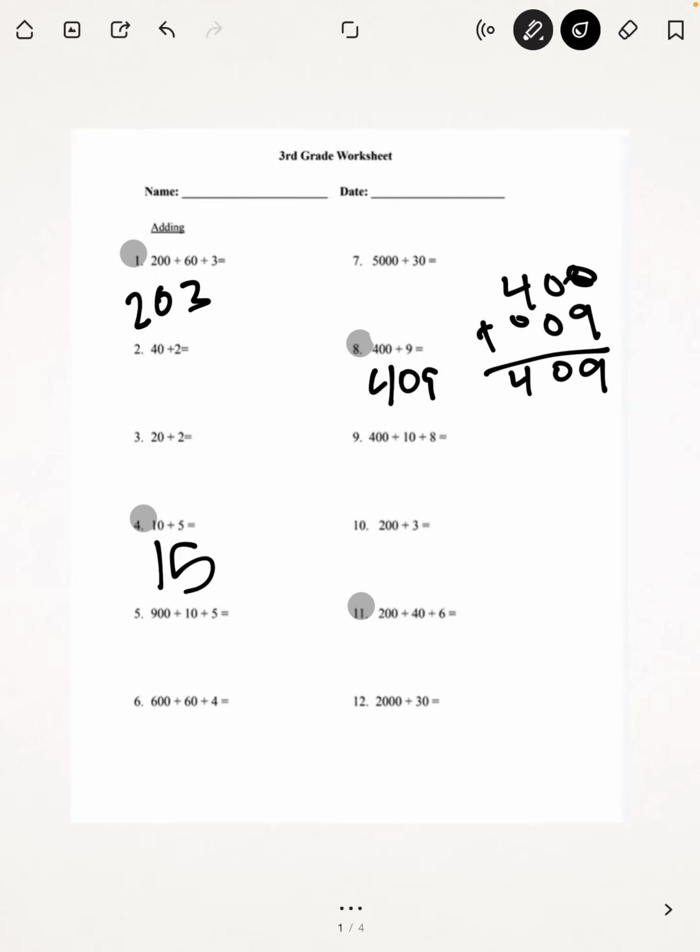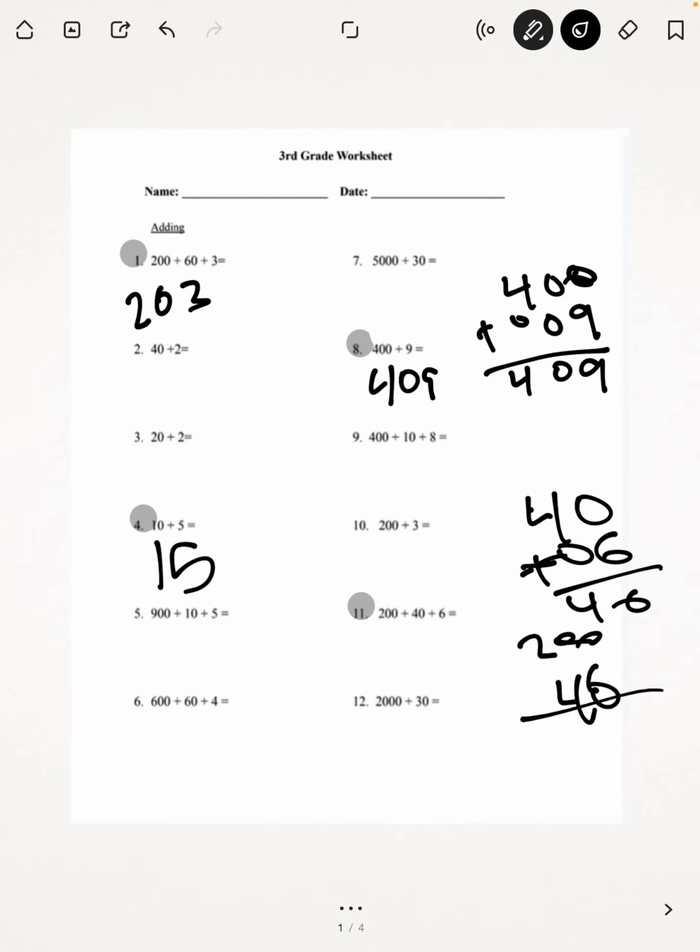200 plus 40 plus 6. Add the small numbers first, which is 40 plus 6. Which means 6 and 4, which is 46. And then you add 200 to it. 6, 4, 2, which makes 246.